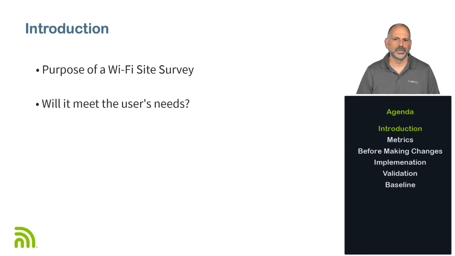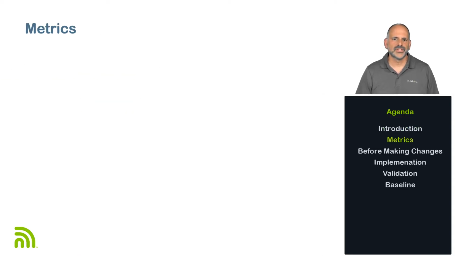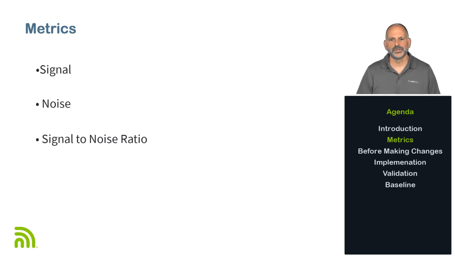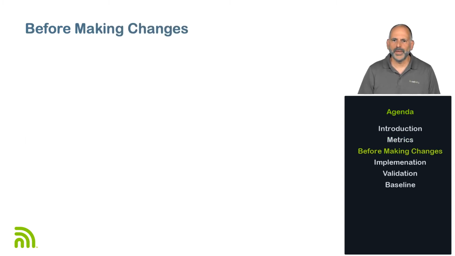When it comes down to it, a survey is intended to determine if the Wi-Fi network will meet the needs of its users. This is accomplished by measuring several metrics that allow us to determine Wi-Fi network performance and coverage. The metrics measured include signal-to-noise ratio, data rates, and interference. It's important that before we make changes to a wireless network, we perform a pre-change site survey.